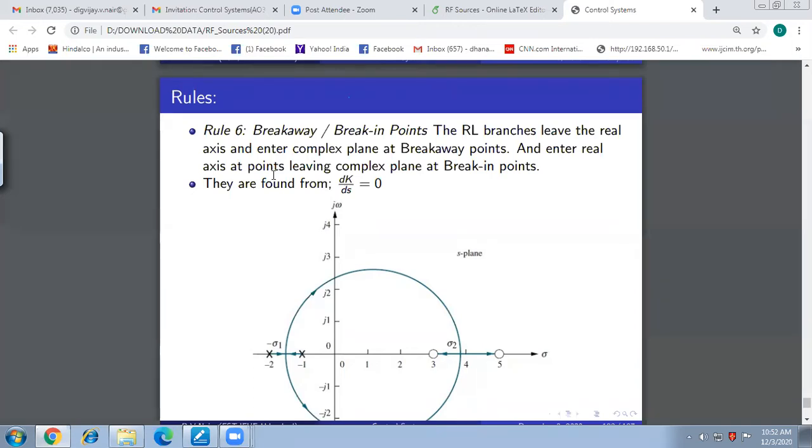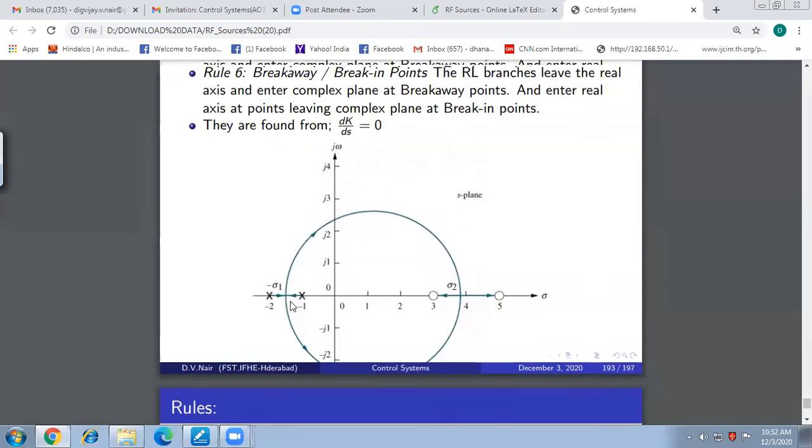Rule 6 tells us the point, or the value of k, when the root locus branches either leave the real axis, such points are called breakaway points, or enter the real axis, such points are called break-in points. So here, where is the breakaway point? This is the breakaway point, somewhere between -1 and -2. This is an example of a root locus I have directly put before you.